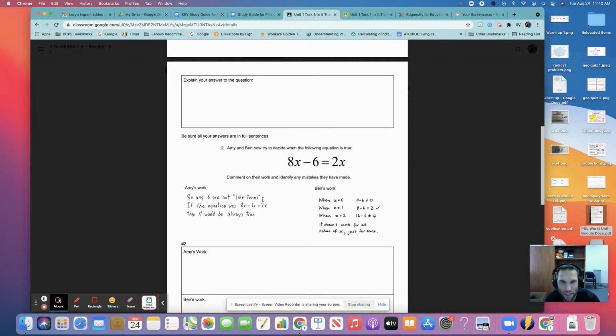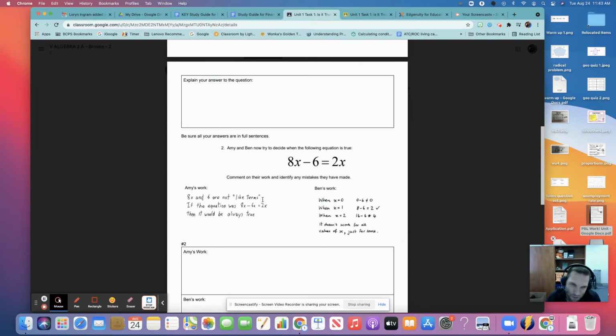And then with Ben, it looks like what he did was he plugged in possible answers and he just checked. And this is what's called guess and check. Maybe you guys have heard guess and check before. It's a very valid way to solve things. So he plugged numbers in, and he found that sometimes they don't work, and at least one time they did. So it doesn't work for all values of x, just for some.